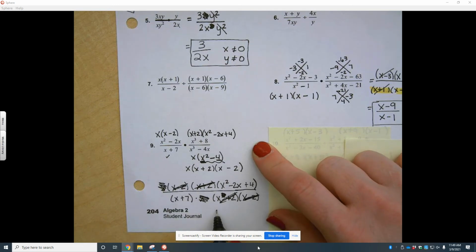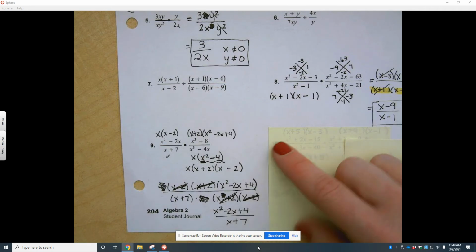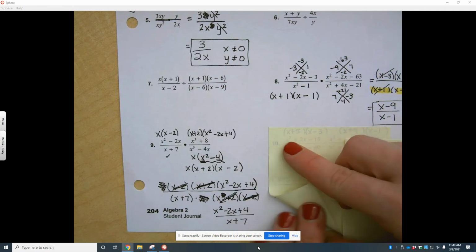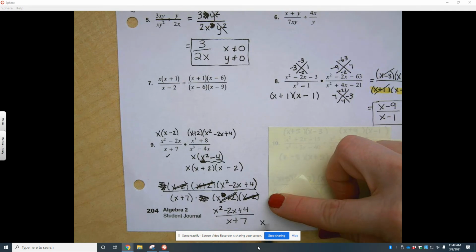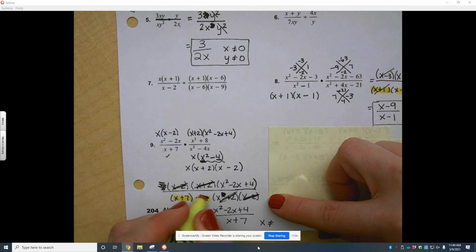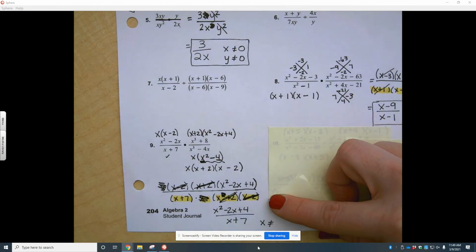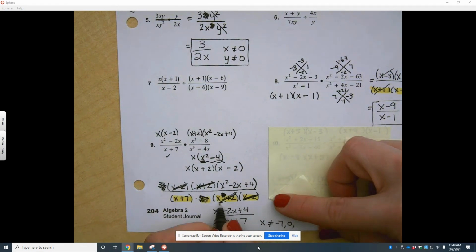And I'm left with, on the top, x squared minus 2x plus 4. And on the bottom, I'm left with x plus 7. And then we need to make sure that we have our restrictions on here. So x is not allowed to equal... And if I go back up, I have these 4 things on the bottom that I need restrictions for. So x cannot equal -7, 0, positive 2 or a negative 2. And there we go.